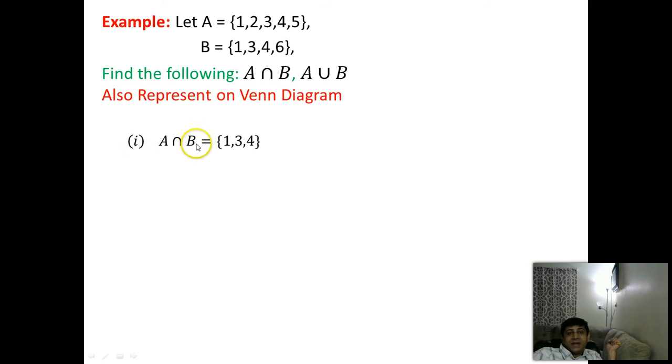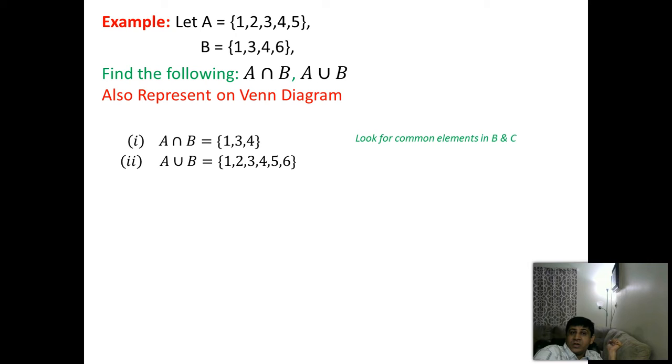To find A intersection B, we are looking for elements common to both. So what are we looking for? We are looking for what is common. 1 is common, so it goes into the intersection. 3 is common, it goes into the intersection, and 4 is common, it goes into the intersection. There is nothing else which is common to both. So this is your A intersection B.